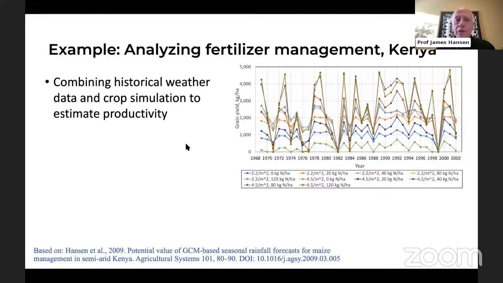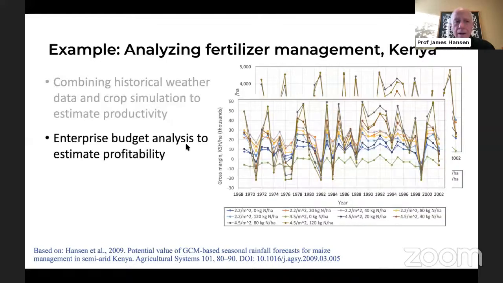So this graph shows grain yield for several different management options for each year of available historical weather data up to the time that we did that study. And then a simple enterprise budget in a spreadsheet transformed those yields into gross margins. This is in units of thousands of Kenyan shillings per hectare.